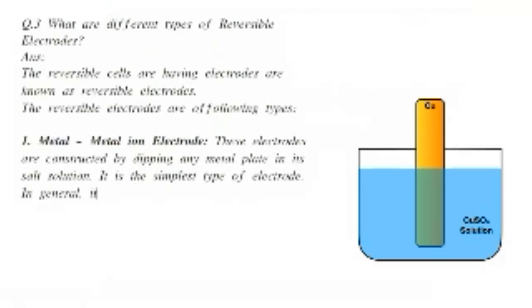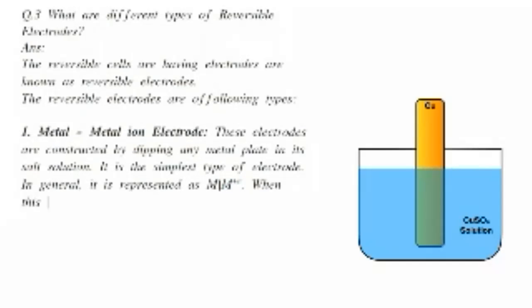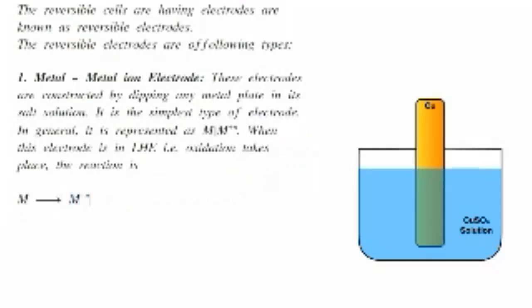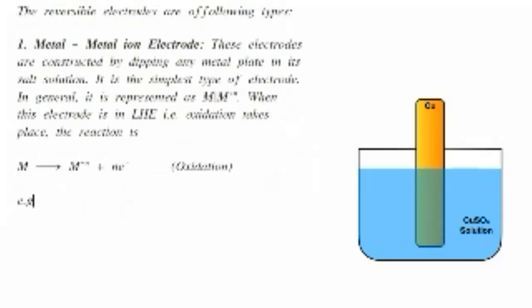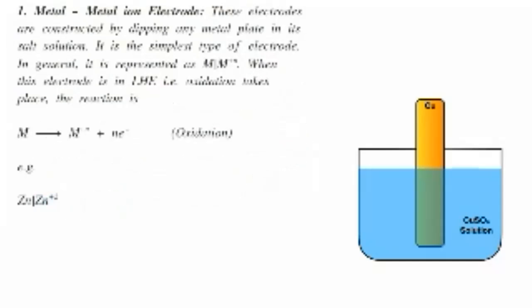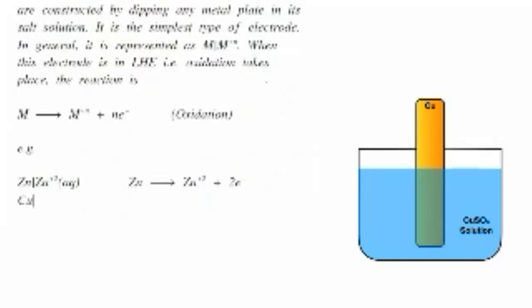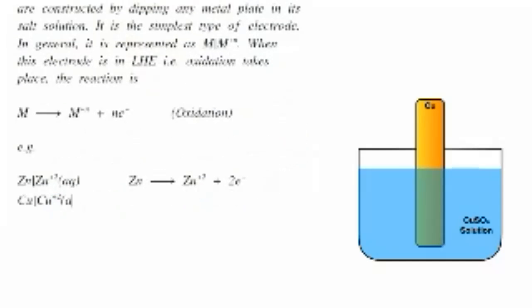In general, it is represented as metal in contact with metal ions. When this electrode is on the left hand side, oxidation takes place, and the reaction is metal converted into metal ions, leaving a number of electrons. This is the oxidation reaction. For example, zinc in contact with zinc ion solution, and the reaction is zinc gives Zn2+ ions plus 2 electrons. Copper is in contact with Cu2+ ions in aqueous solution, so copper gives Cu2+ ions plus 2 electrons.